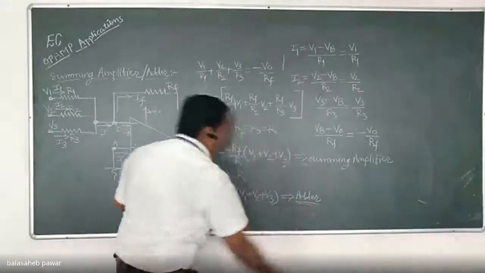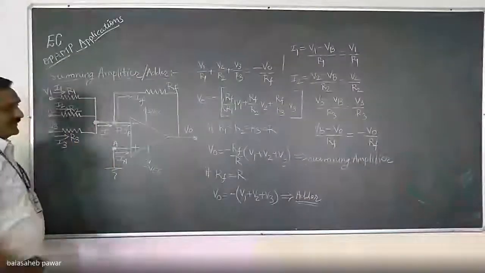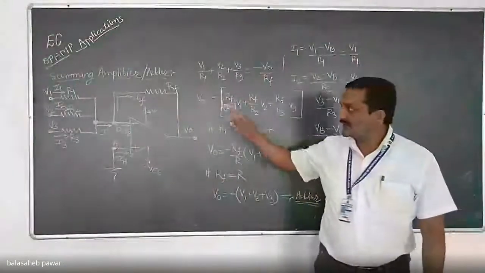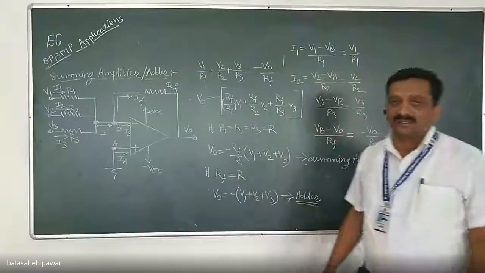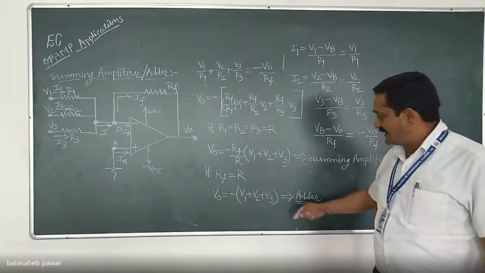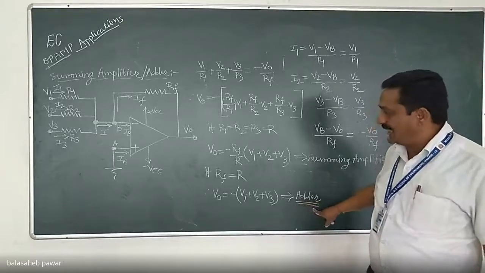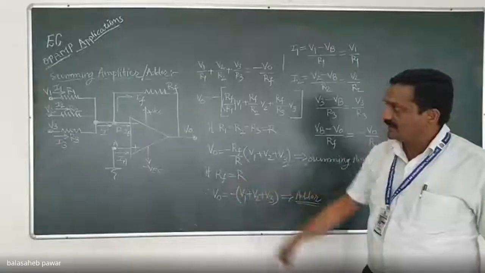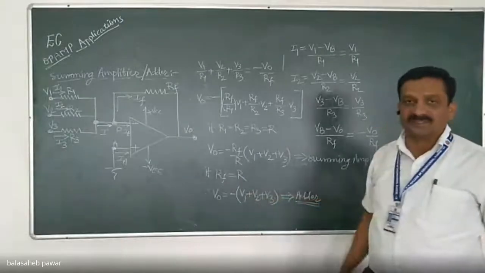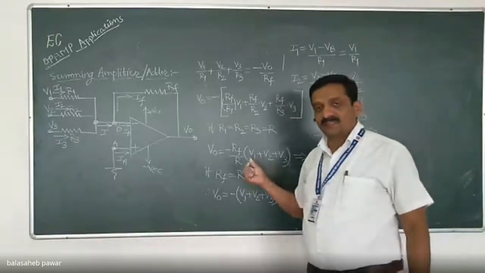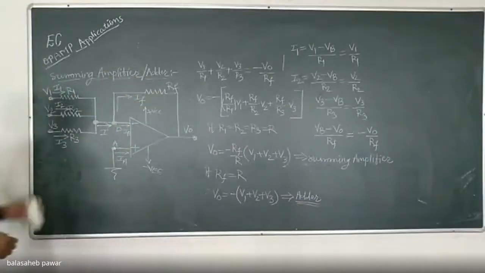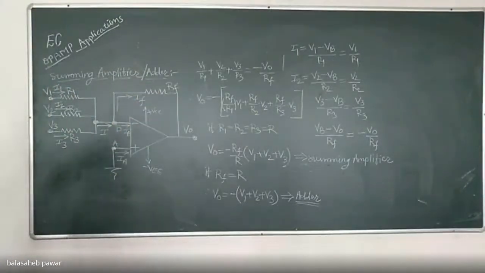So in an adder circuit, all resistors should be of the same value. In a summing amplifier, RF should be greater than the input resistors used with each voltage source. Right? So this last equation, you have to call it simply an adder. There is no amplification. Only addition of all those input voltage sources is done. That is VO equals minus V1 plus V2 plus V3. Got it? So this is summing amplifier or adder. Next application: the next one we will see is the difference amplifier.